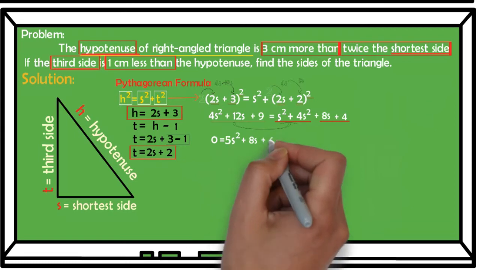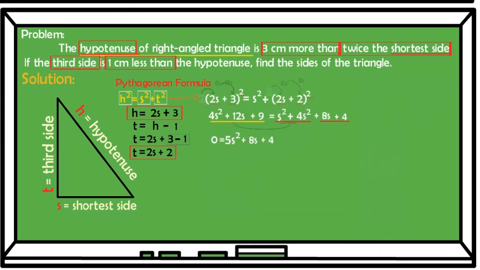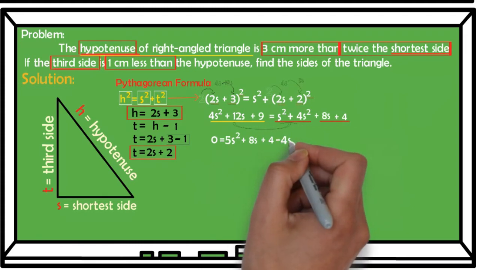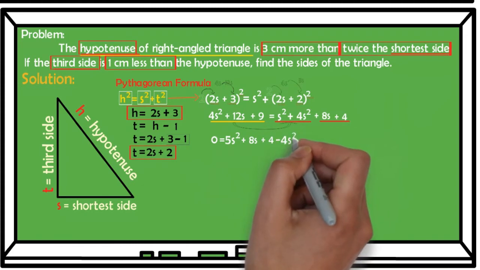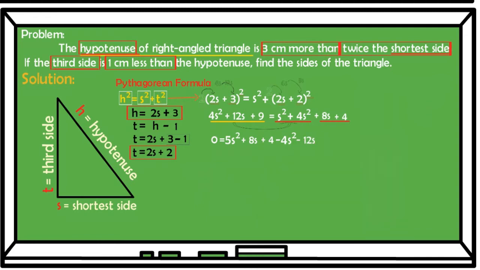Then, after copying 8s plus 4, yung 4s squared plus 12 plus 9, so move that into the left side of the, right-hand side of the equation rather. So, magiging negative na sila lahat. So, you will change the sign. So, ito na. Then, just combine like terms.